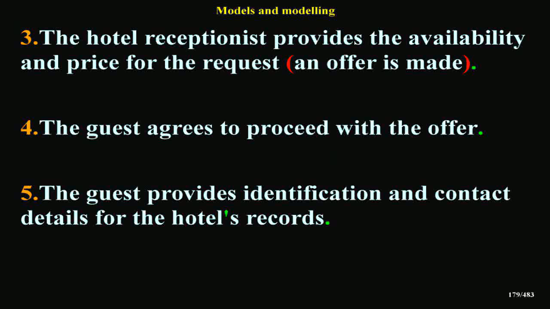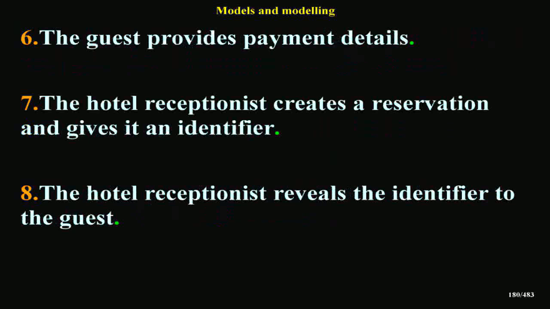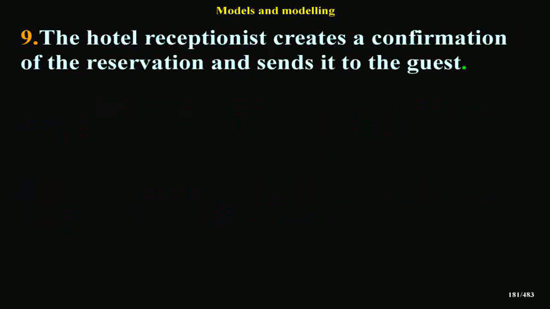5. The guest provides identification and contact details for the hotel's records. 6. The guest provides payment details. 7. The hotel receptionist creates a reservation and gives it an identifier. 8. The hotel receptionist reveals the identifier to the guest. 9. The hotel receptionist creates a confirmation of the reservation and sends it to the guest.